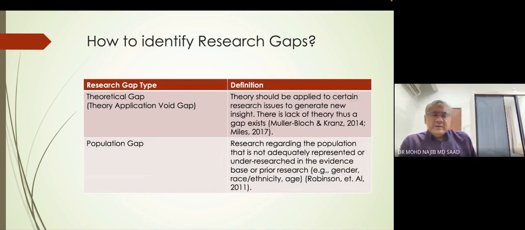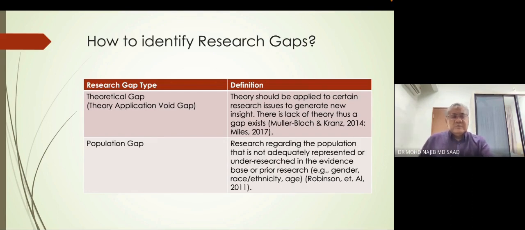So another type of gap that can be identified through the literature is a theoretical gap, theory application gap. So theory should be applied to certain research issues to generate insight. Sometimes there is a lack of theory, and this will create a gap. What I mean over here is that we should integrate a few theories in order for us to explain certain phenomena, and by integrating a few theories, this will create what we call a gap in terms of theoretical gaps.